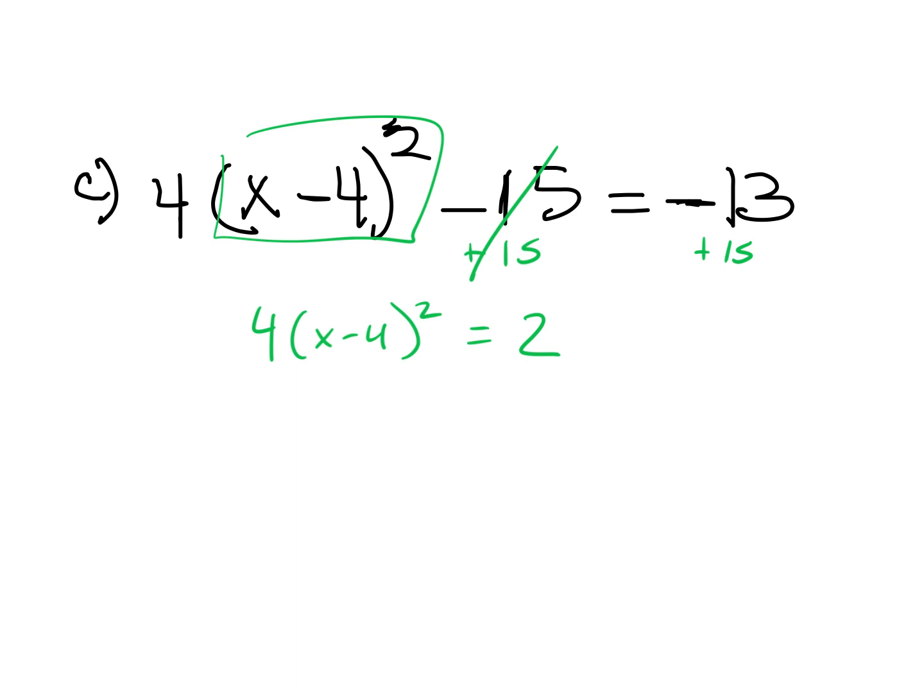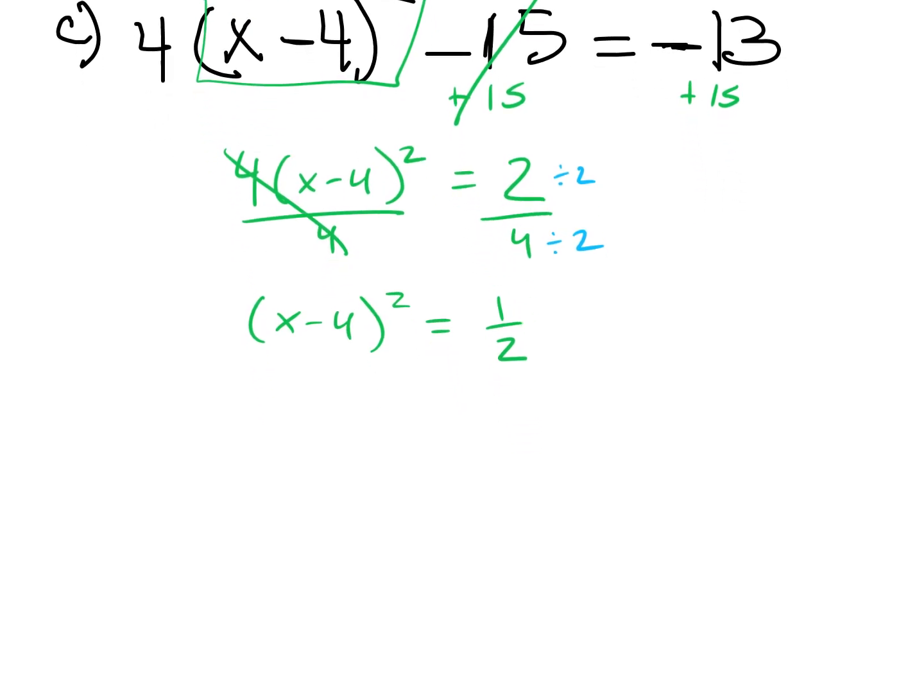What do I do next? Divide by 4. So x minus 4 squared is equal to what? Awesome, 2 over 4, which is 1/2. You have to simplify your fraction if it can simplify. So we can divide the top and the bottom here by 2. We get 1/2. Perfect. Now that our parentheses squared is all by itself, what do I do next? Square root. Square root to get rid of the squared. So x minus 4 is equal to what? Plus or minus the square root of 1/2.